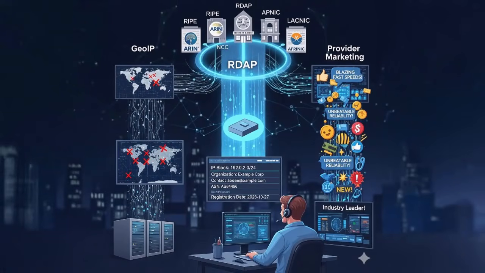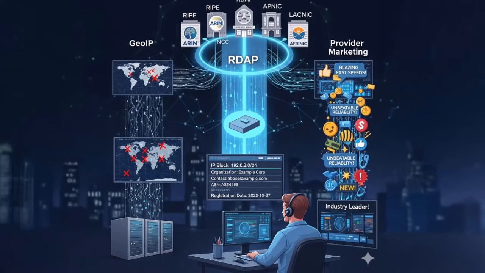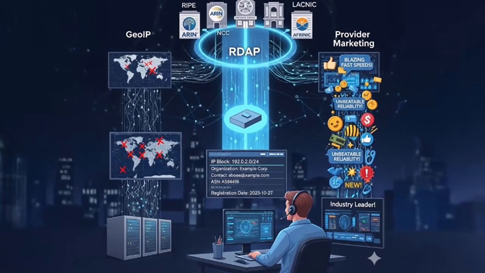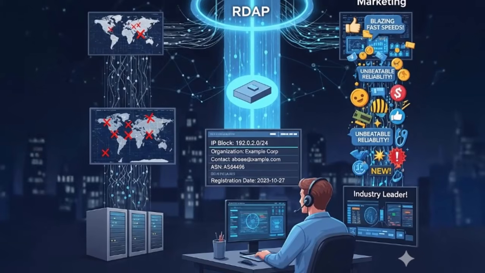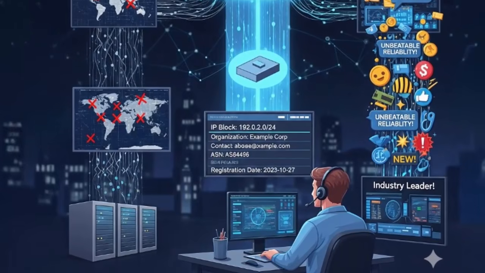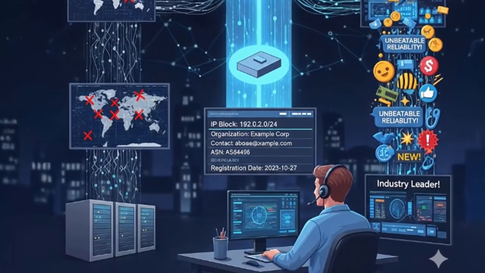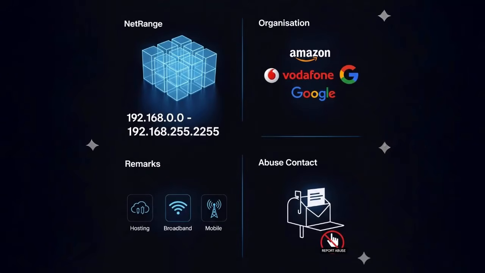Before we start talking about IP address intelligence, let's first talk about RDAP, or the Registration Data Access Protocol, which is the most authoritative way to determine who owns an IP block. Unlike GeoIP databases, which sometimes may be commercial or provider marketing pages, RDAP information is directly maintained by the regional internet registries. So when we query an IP address using RDAP, what we get is the net range, the block of IP addresses allocated, the organization, the official holder of the block, could be Google, could be Meta, any additional remarks about the type of IP usage.